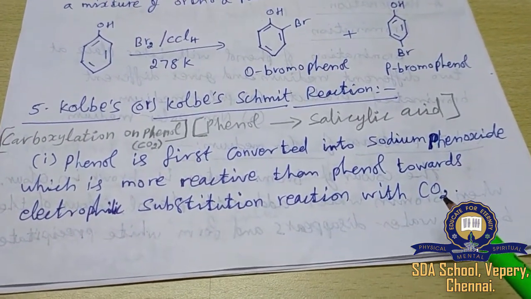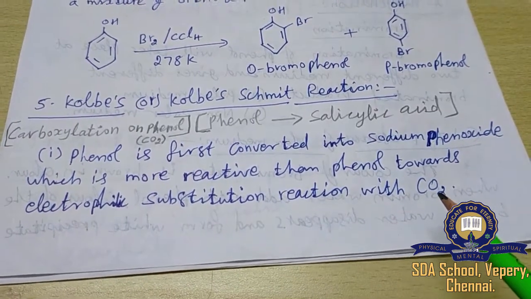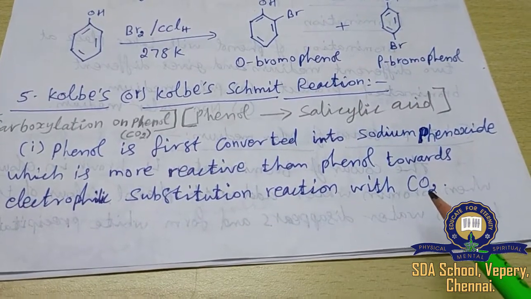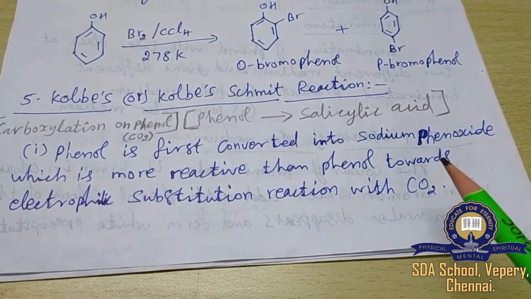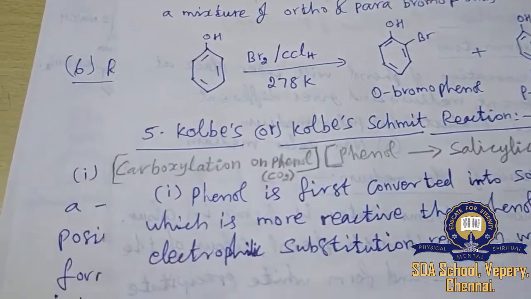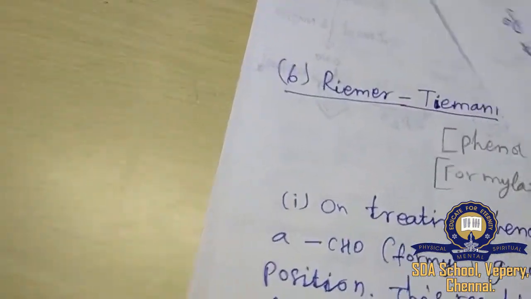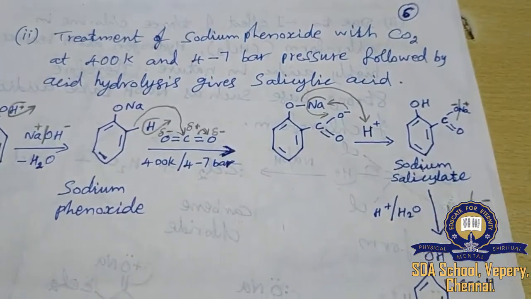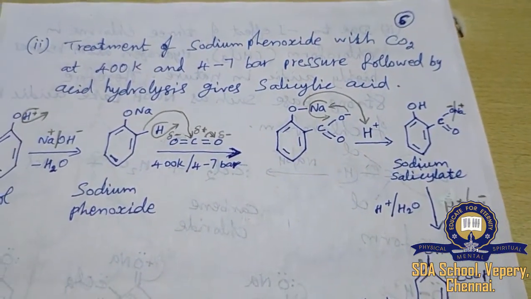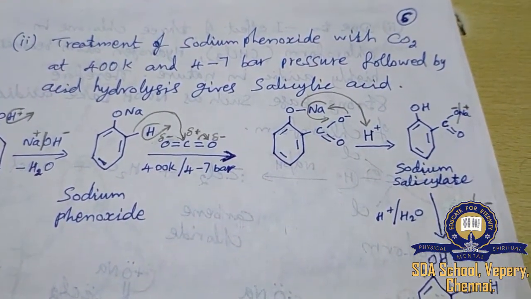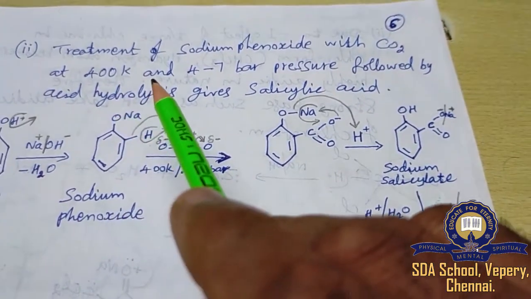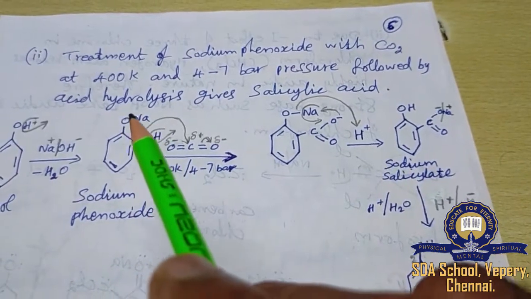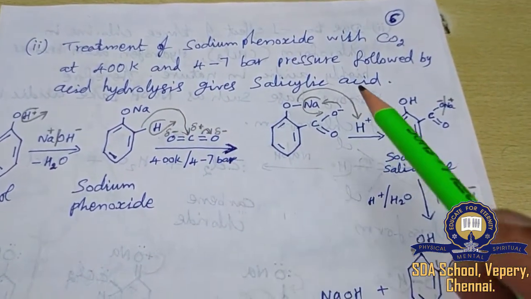Here phenol is not going to directly take the addition of carbon dioxide. Sodium phenoxide only we have to take to proceed with the reaction. Listen. Once the sodium phenoxide is produced, it is allowed to react with carbon dioxide at 400 degree Kelvin and 4 to 7 bar pressure, followed by acid hydrolysis, which gives salicylic acid.